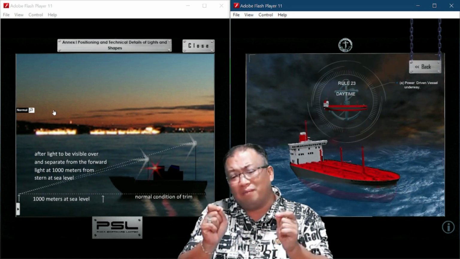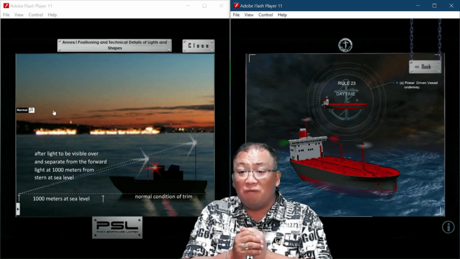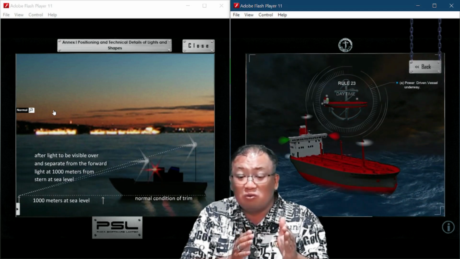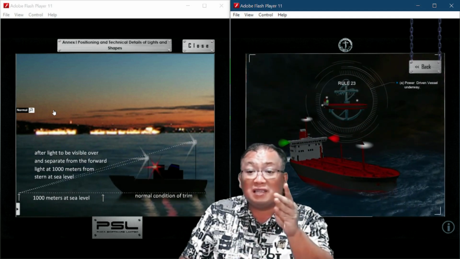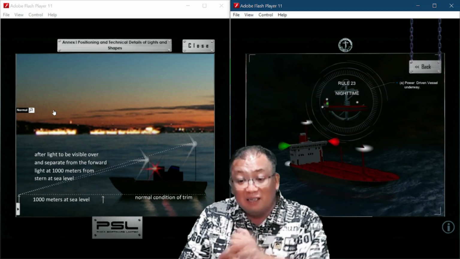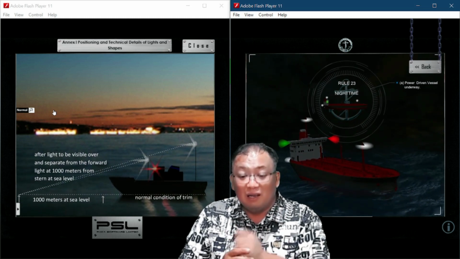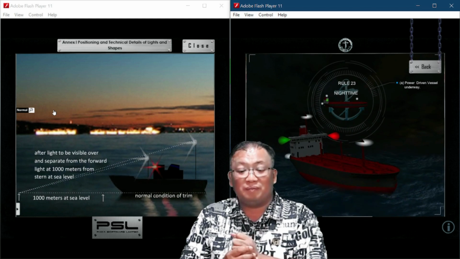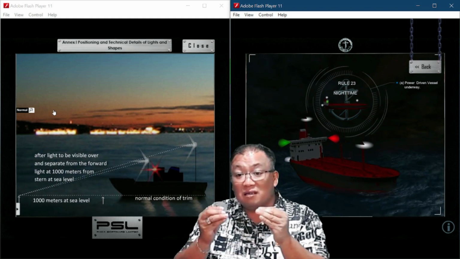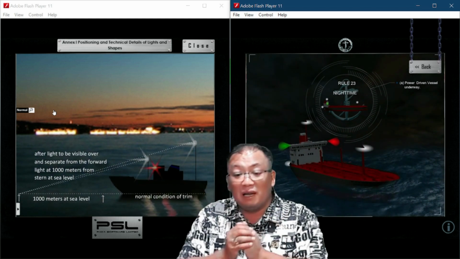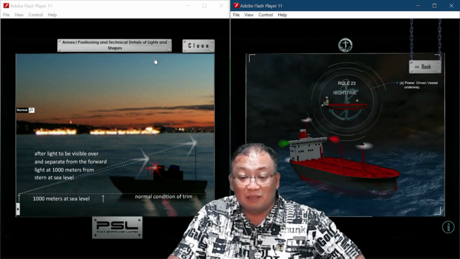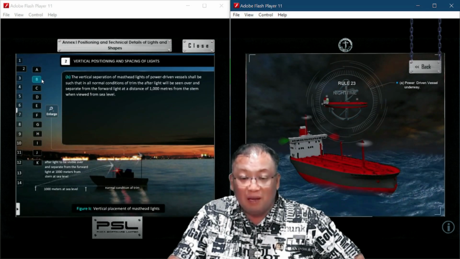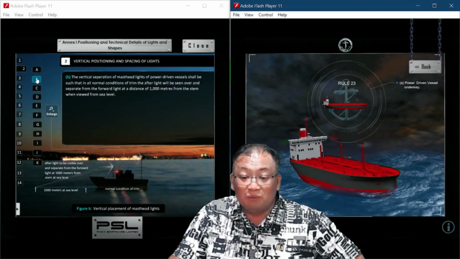So even if you stand at a maximum of 1,000 meters, you can still see clearly the difference between the forward masthead light and the after masthead light. Okay, that was 2 Bravo.